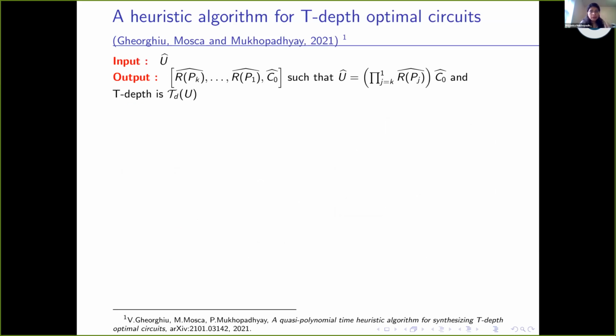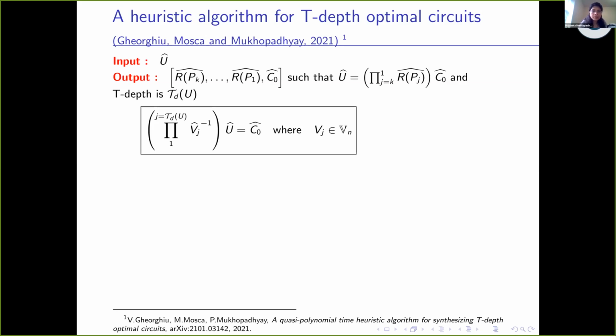Okay, here again, as before, we obtained a sequence of RP units and the channel representation of C0, such that the Tdepth is optimal. Now we can club these RP units if they satisfy certain criteria, such that we form these VJs which belong to this special set of unitaries that I described before.